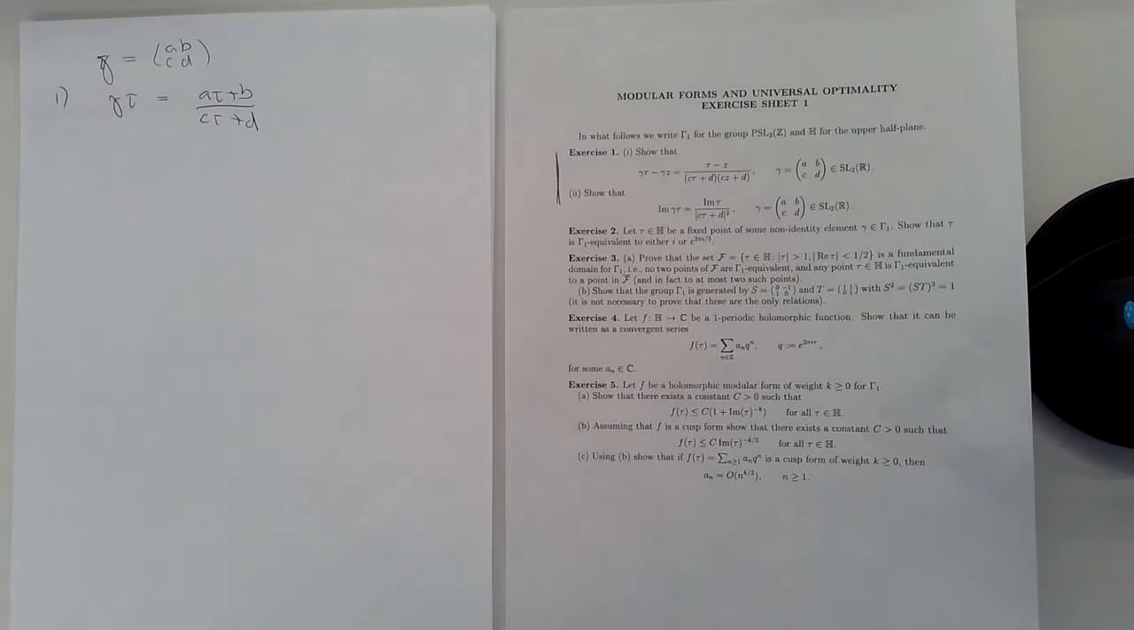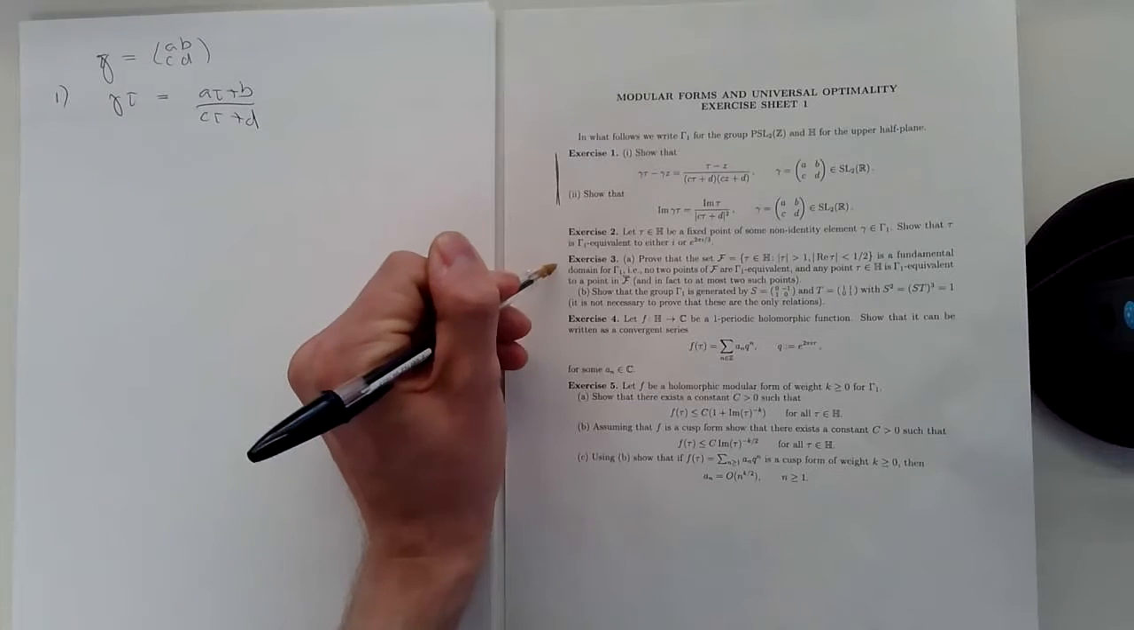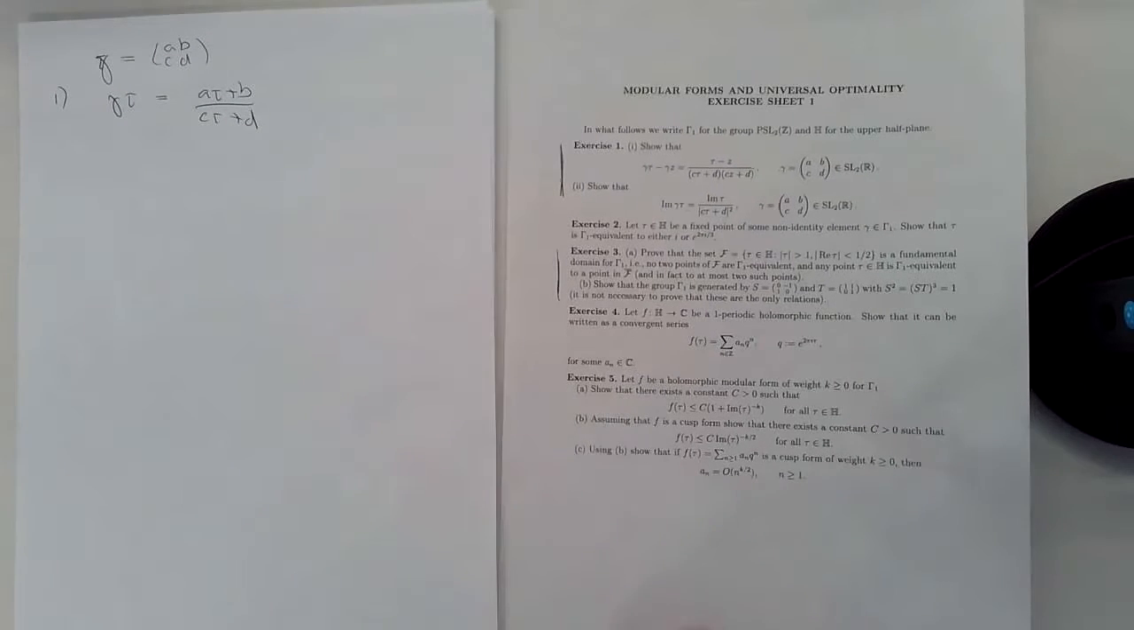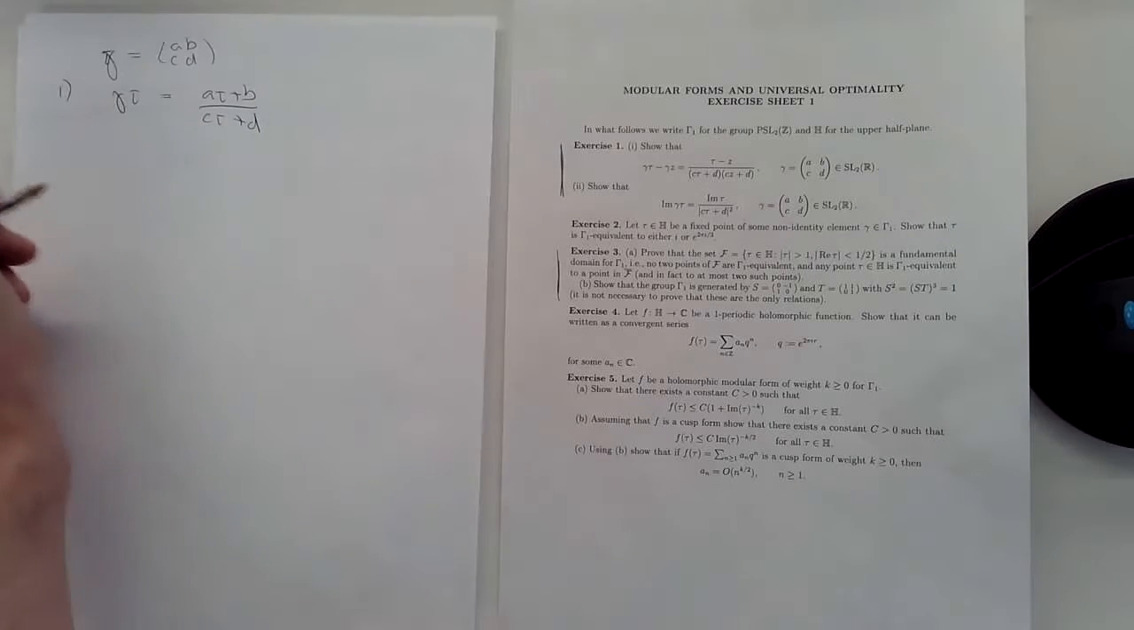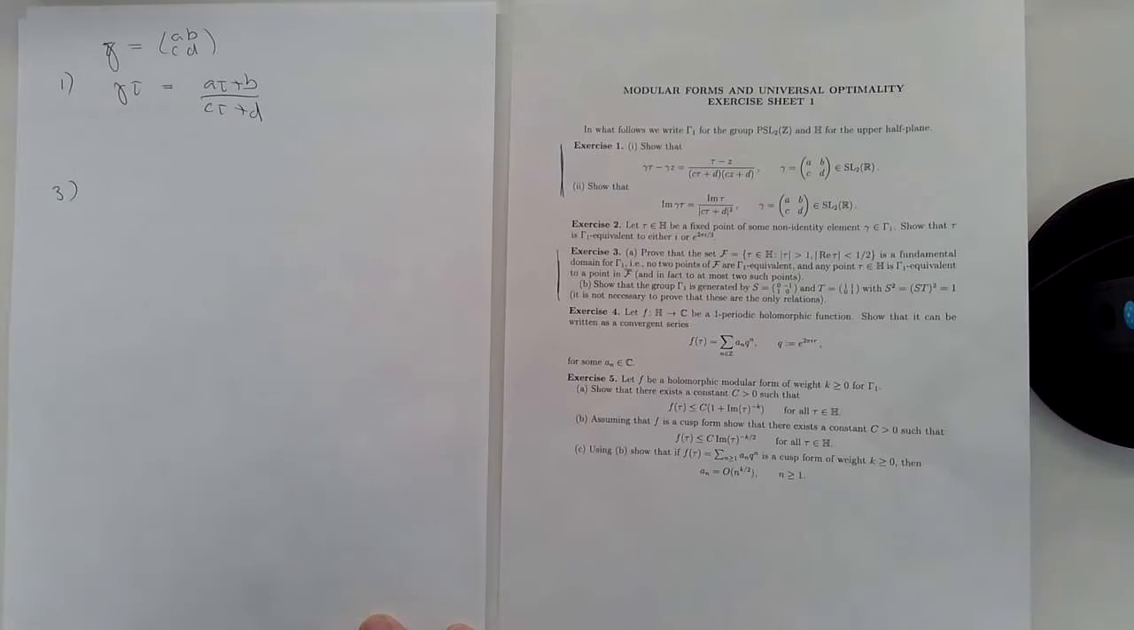Okay, so what I'd actually like to do, maybe first of all, is skip exercise 2 and go on to exercise 3 first of all, because I want to use exercise 3 to cheat a little bit at exercise 2. And exercise 3 is kind of this very important one about explicitly giving the fundamental domain for SL2Z. So let's try that now.